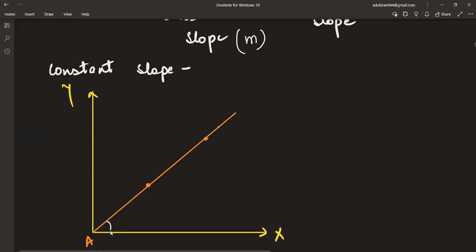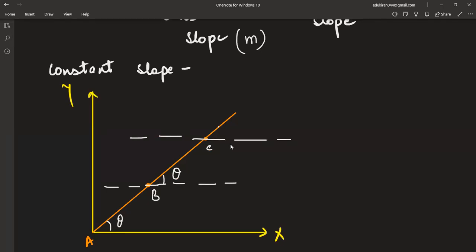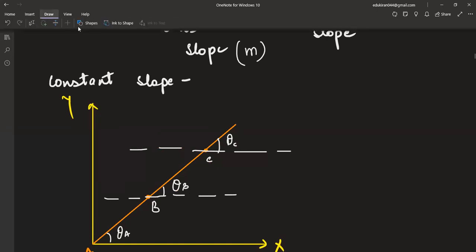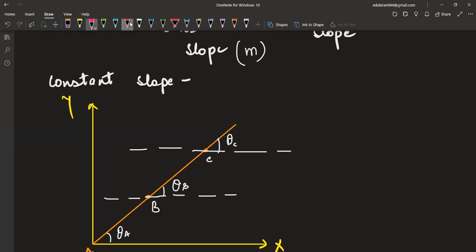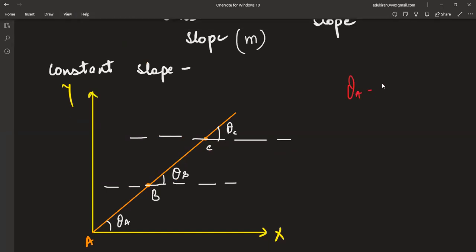The best method is, you know this angle is theta. Take one point, let's say this point is B. Make a line parallel to the x-axis. Now make theta again. Now take one more point. Again make a line parallel to the x-axis. Take theta again. Do you notice theta A, theta B, theta C, all the values of these theta are the same? Theta A is equal to theta B is equal to theta C.